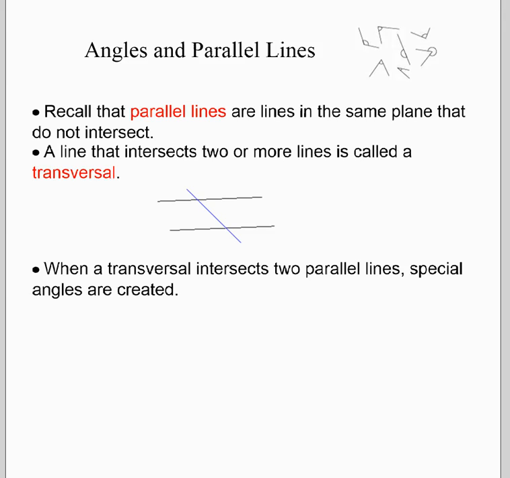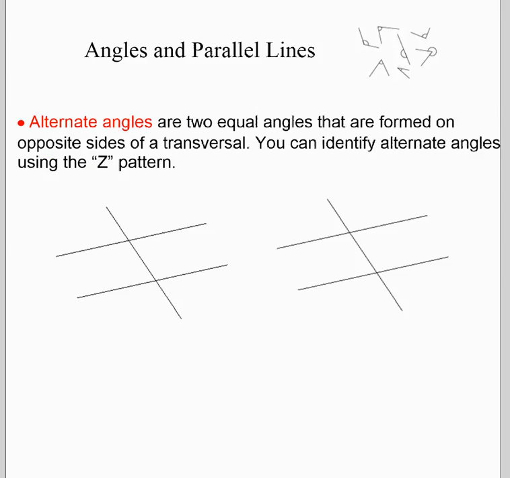Usually you are able to see parallel lines because they use these arrows to show that two lines are parallel. So again, this line here, this blue line right here, that is called the transversal. Okay? So let's look at some of the special angles that are created. You learned about these in the investigations that you did. So alternate angles are two equal angles that are formed on opposite sides of the transversal.